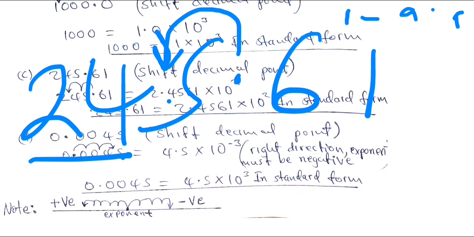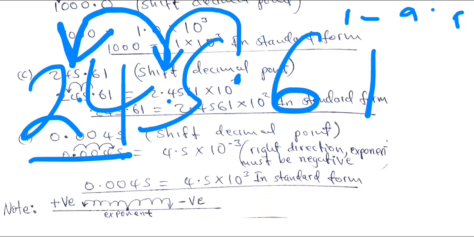Okay, let me shift again from here up to here. Now my decimal is here. My number will be 2.4561. Now this is 2 point something. 2 is less than 10, so this one can be a standard form.